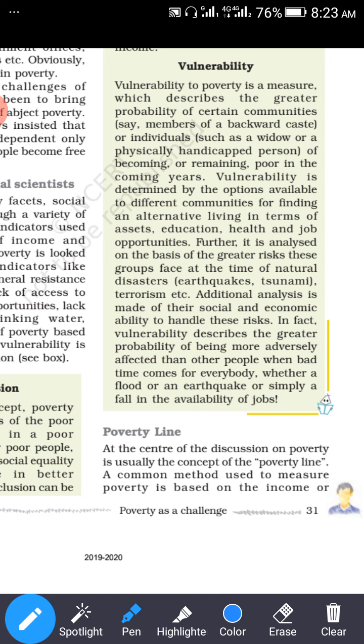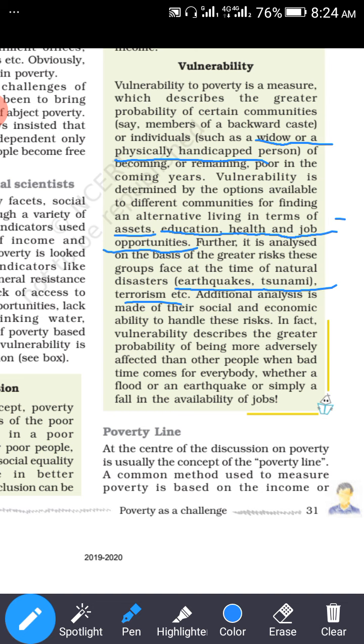Vulnerability is determined by the options available to different communities for finding an alternative living in terms of assets, education, health, and job opportunities. But still, in our society, physically handicapped people or widows are vulnerable. And another reason is natural disasters, maybe an earthquake, maybe a tsunami, or a man-made disaster, such as a terrorist attack.